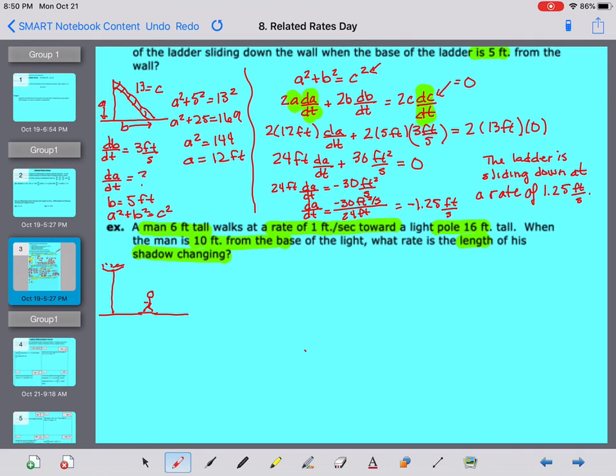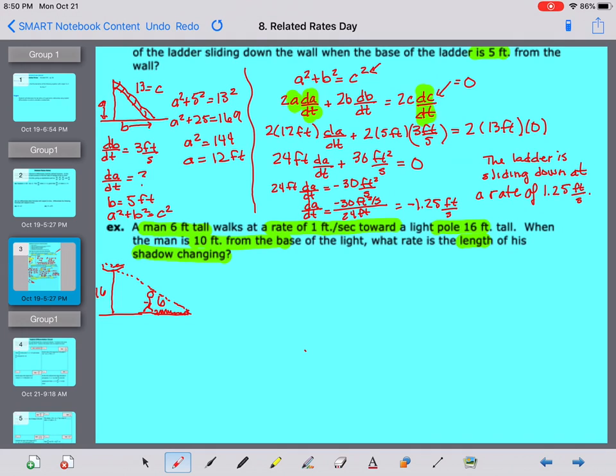We know that the man is 6 feet, so this is 6 right here. And we know the light pole is 16, so this is 16. So the light shines on this man, and what it does is it creates a shadow right there.